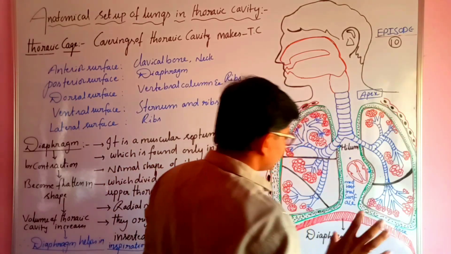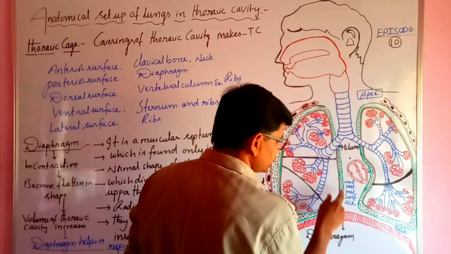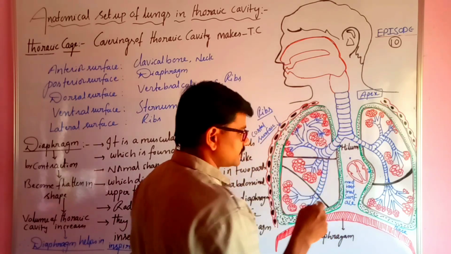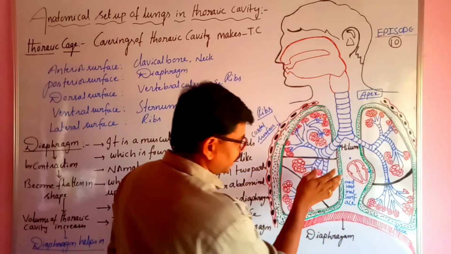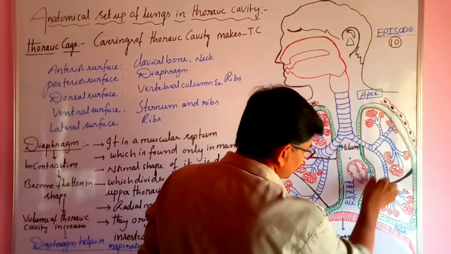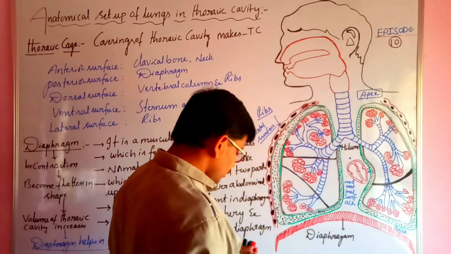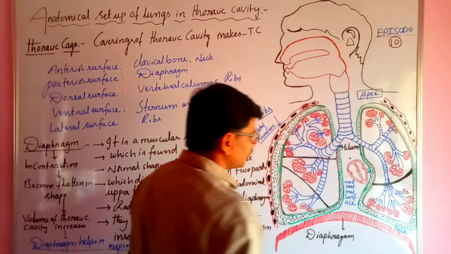Next, a very important thing: the exact location of the heart is the mediastinal surface, or mediastinum. And some part of the left lung also gives space for the heart, which is called the cardiac notch. Next, one more part I want to mention, that is the hilum.